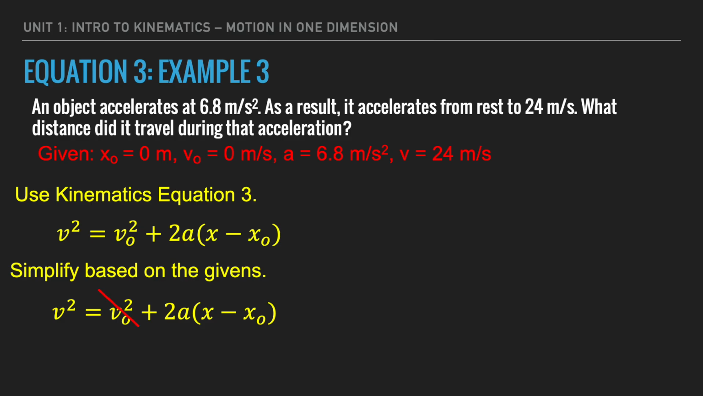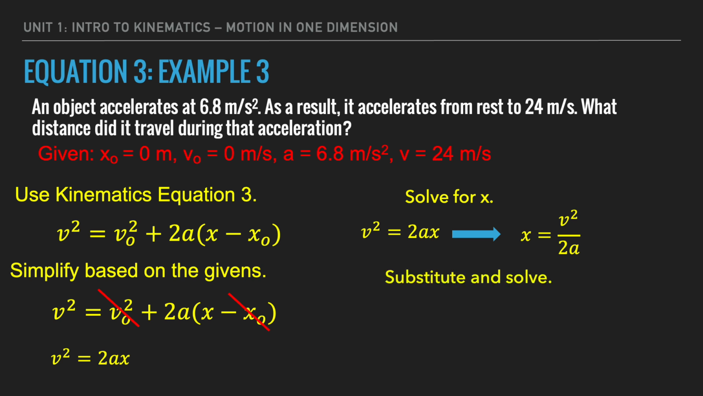Simplifying, my v naught term goes away, and then again my x naught term, leaving me with v squared equals 2ax. Solve for x. So I should get v squared over 2a. And again, substitute and solve, so I should get 42.4 meters for the distance it traveled. Once again, none of these questions asked me for time, and I didn't necessarily need it for these questions.